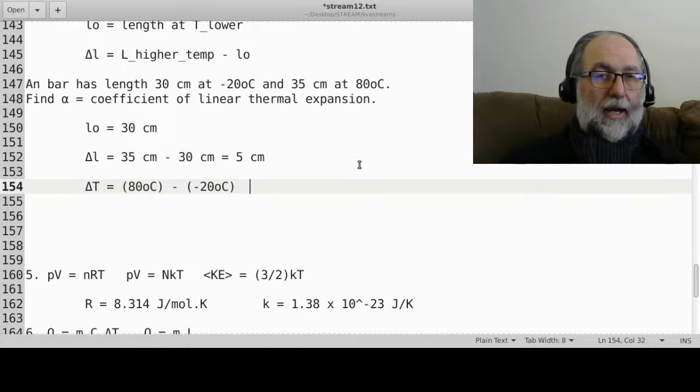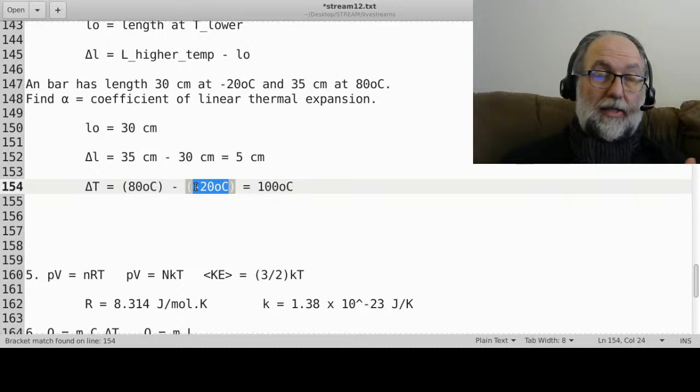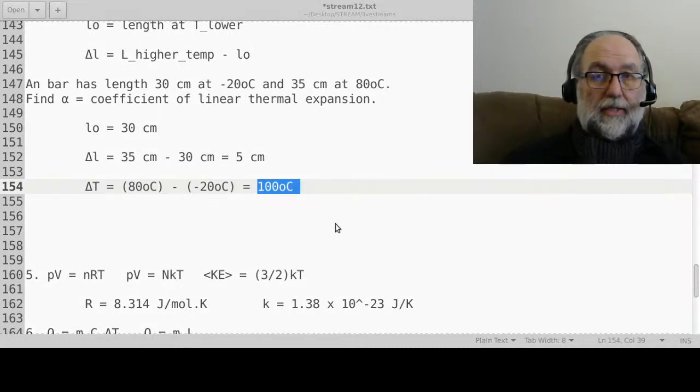Okay, now you got to be careful here. I've done quite a few problems like this where the lower temperature is a negative number. So that turns out to be 100 degrees Celsius. Okay. So if you go from negative 20 to 80, you say, well, how much did you increase? Well, from negative 20 to 0 was 20, then another 80 to get to 80. So the total change in temperature is 100 degrees Celsius. Okay. So great. There's your delta T.